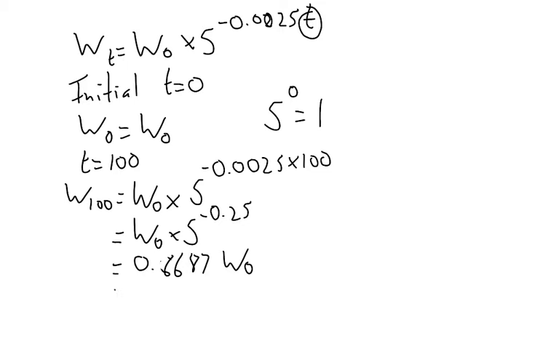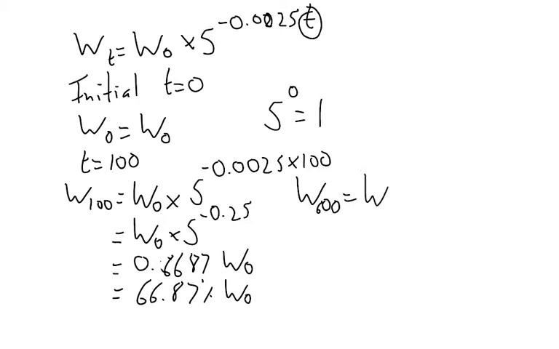5 to the power of negative 0.25 is 0.6687. Now, if we put that into a percentage, that's 66.87% of W0. We're just multiplying by 100 to put it to a percentage. Now, if I wanted to know what that was after 600 years, because we don't know the initial weight, we know it's 66.87% of the original weight. So once we find that, we can work it out quite easily.